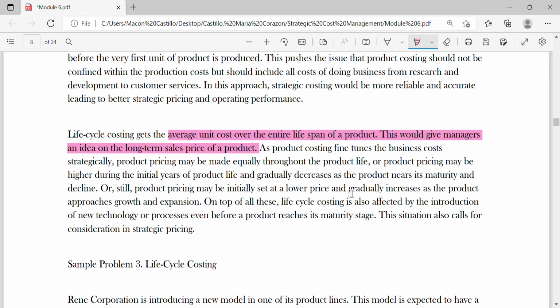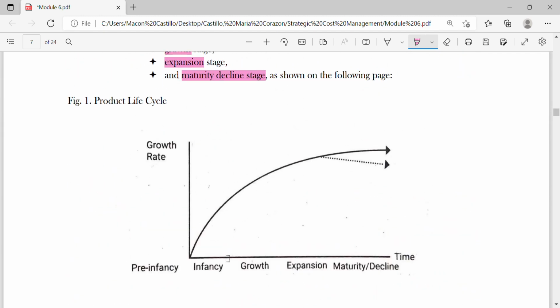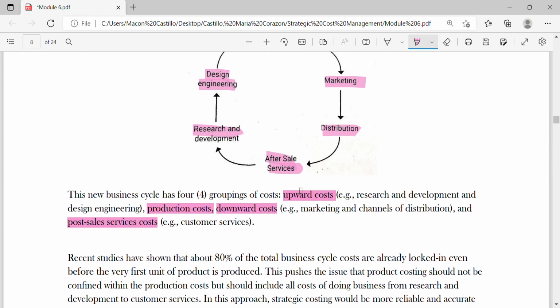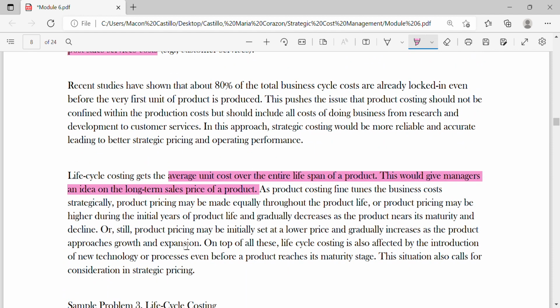So if you will look at the figure earlier, I'll just go back to this figure. In this product life cycle, when you reach growth and expansion, the sales will increase, right? So you can come up with different strategies on how you are going to price your product. Is it in the increasing strategy, you're going to increase it as time progresses, or you're going to decrease the price during its maturity and declining stage?